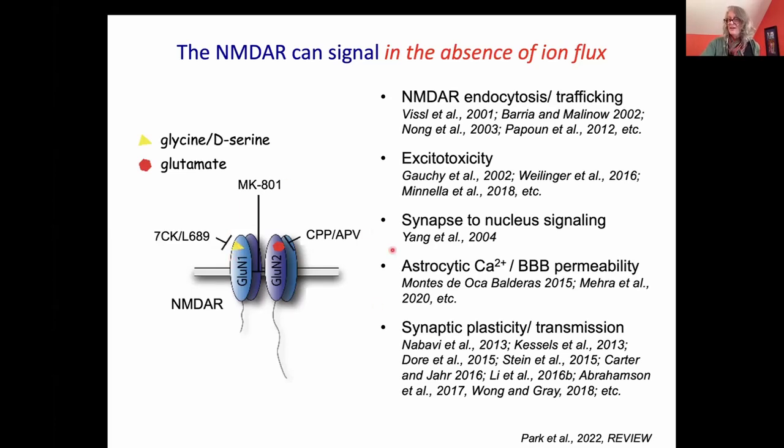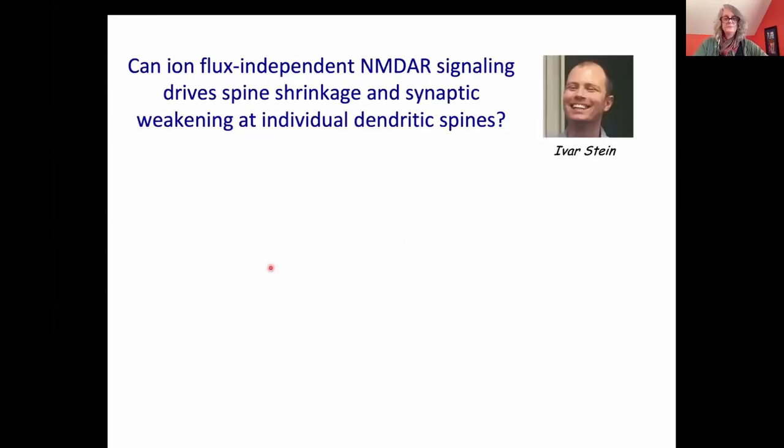If these are blocked, there are a lot of things that still happen that are NMDA receptor dependent. These are just some examples: endocytosis, excitotoxicity, synapse to nucleus signaling, astrocytic calcium, blood-brain barrier permeability. What I'm going to focus on today is synaptic plasticity and transmission. It was really work in the Malinow lab from a little over 10 years ago that started us down this pathway and revived this idea that the NMDA receptor can drive plasticity without flowing ions. That's why I'm in this session, to talk about this non-canonical, unusual signaling mode of the NMDA receptor.